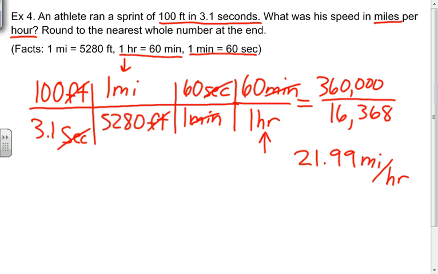Okay. Look back at what the question asked. It said round to the nearest whole number at the end. So if I round from 21.99, I get 22 miles per hour. Okay? As long as you know those facts, you can figure out how to write your fraction with what part being on top and the other part being on the bottom, and then just multiply straight across the top and straight across the bottom. Divide once you get to your final answer.